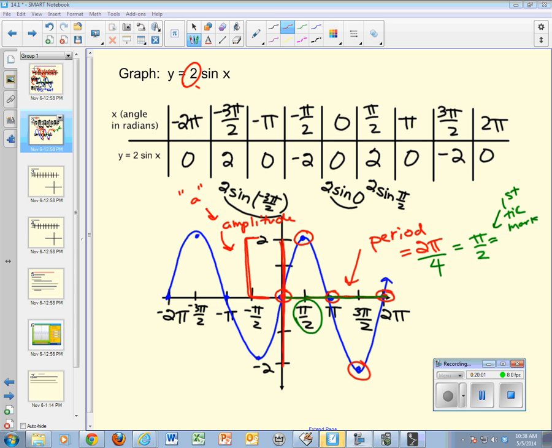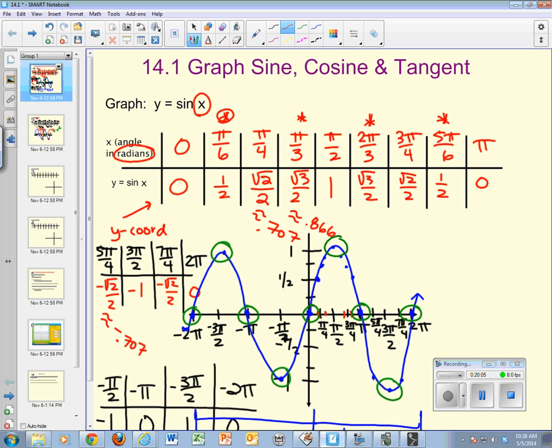This is A right here. And so in the previous graph that we did, the one with all these points, the amplitude from here down was 1 in this case because we didn't have a number in front of the sine of x. This is just 1 times the sine of x. So whatever that number in the front is, that's going to affect your vertical distance.